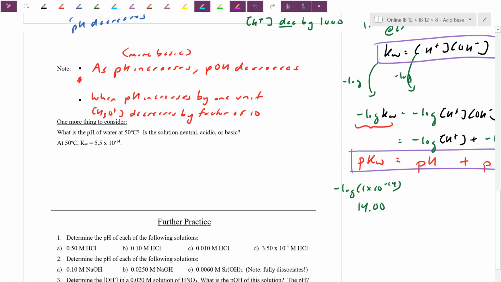There's one question I want to end off with. This one here is a little bit more interesting. What is the pH of water at 50 degrees? So notice that we are not at 25 degrees anymore. Is the solution neutral, acidic, or basic?